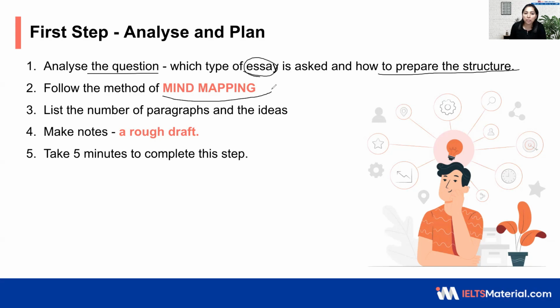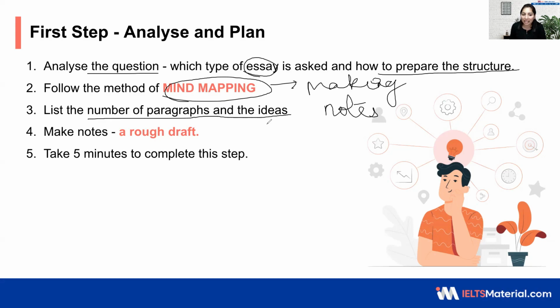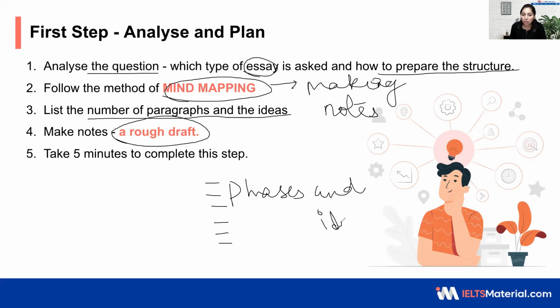Follow the method of mind mapping. Mind mapping involves making notes about which ideas you are going to present in your essay in each paragraph. Decide how many paragraphs you are going to write and how many ideas you're going to present. This is actually called a rough draft, which has many bulleted points, and these bulleted points are none other than phrases and ideas to make your own sentences and develop them in the form of paragraphs.